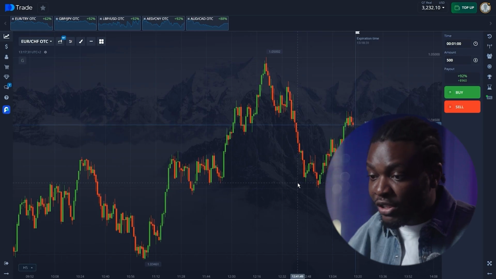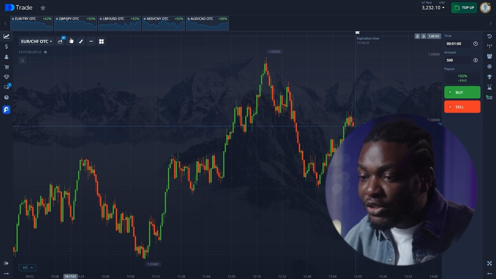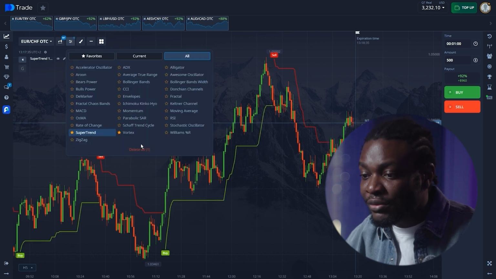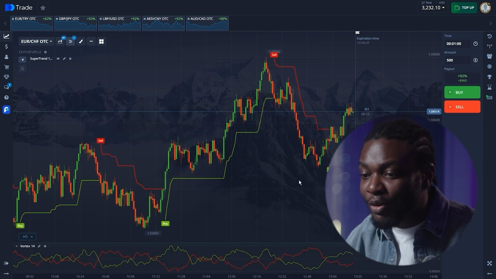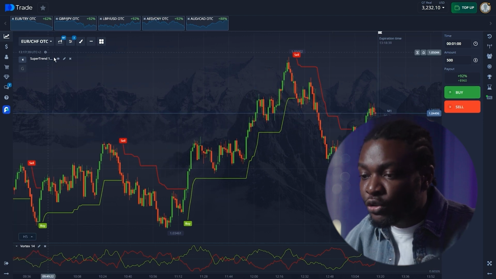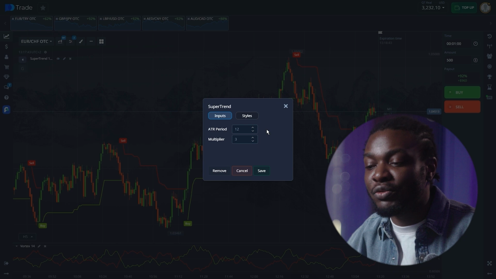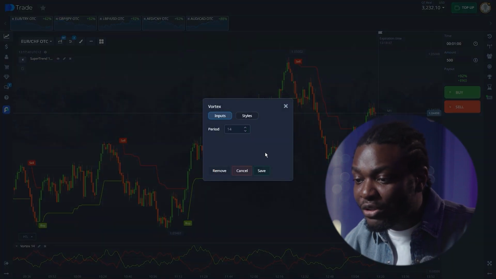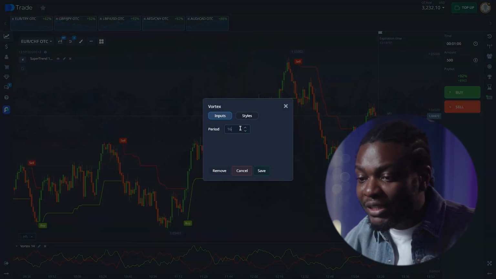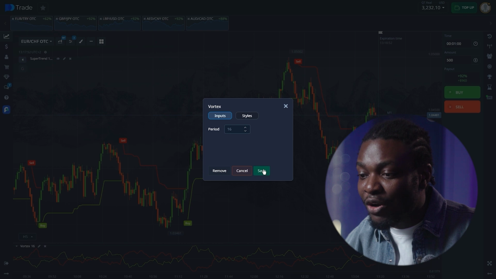Alright, time to set up our trading system. We'll need the Supertrend and Vortex indicators. For the first one, we readjust parameters immediately, crucially increasing the ATR period to 12 to enhance signal accuracy. For Vortex, we're changing inputs to 16. Make sure to replicate this on your end. Our strategy is now ready.